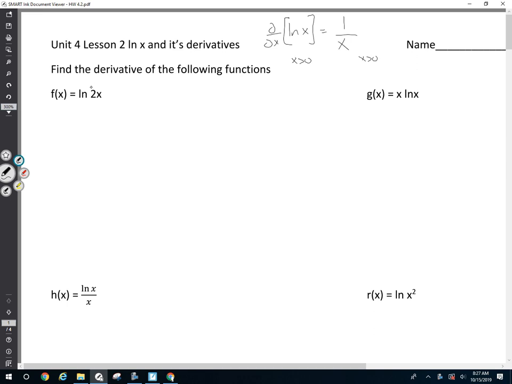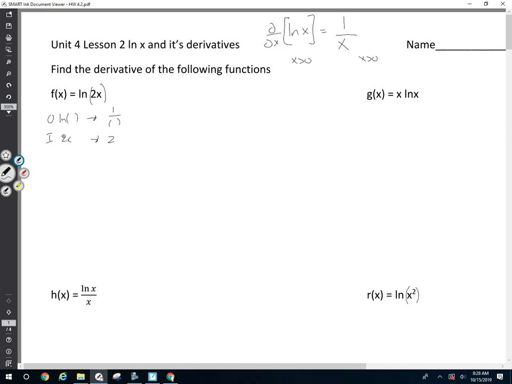It's important to understand when we have a chain or when we don't have a chain. G and H are not chains, but F and R are chains. And whenever we have a chain, our outside is now the log function. The inside is whatever's inside the log function. And the derivative of log x is 1 over x. The derivative of log parentheses would be like 1 over parentheses.